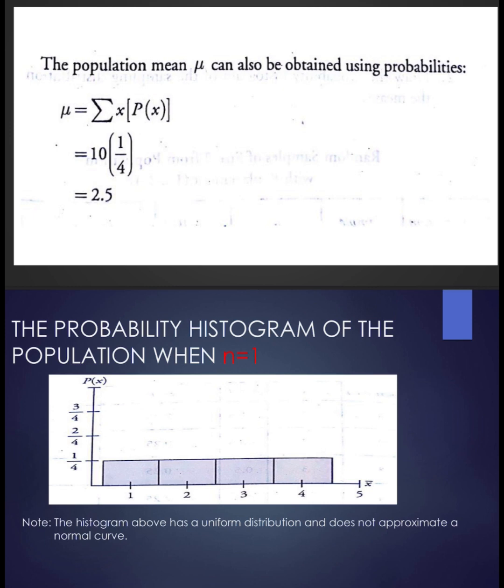Now, the other way to find the population mean is by using this formula. Mu is equal to the summation of x times probability of x. Take note that the summation of x is equal to 10, and the probability of each population value is 1/4. And 10 times 1/4 is equal to 2.5.